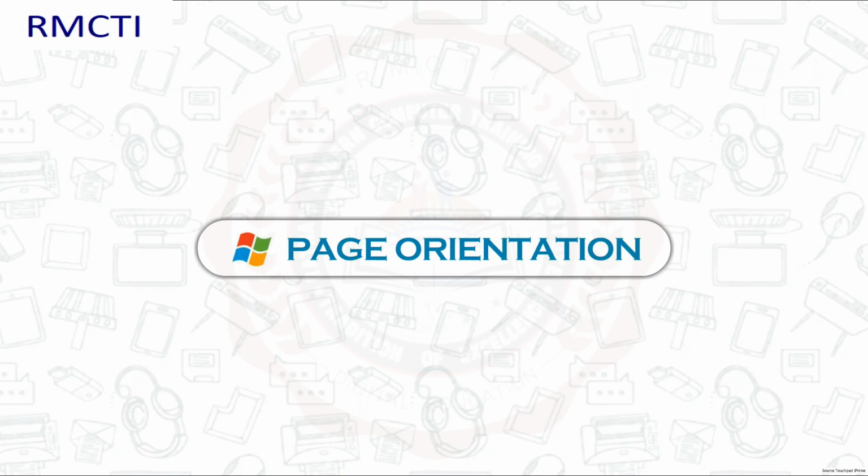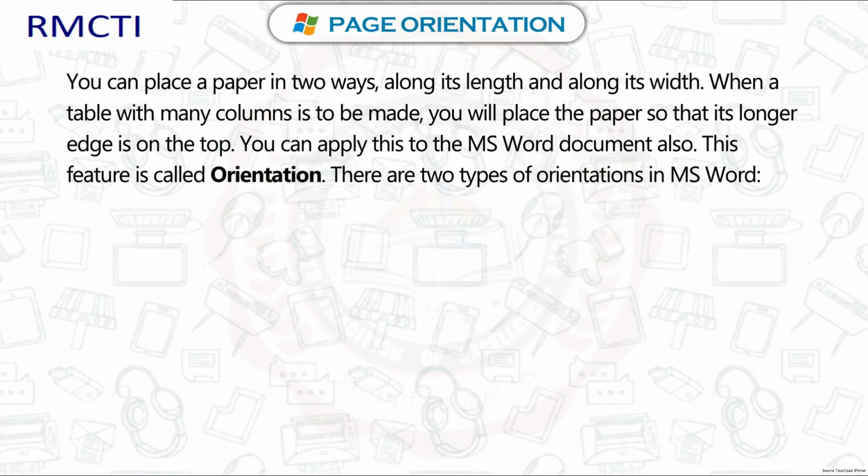Page orientation. You can place a paper in two ways, along its length and along its width. When a table with many columns is to be made, you will place the paper so that its longer edge is on the top. You can apply this to the MS Word document also. This feature is called orientation.